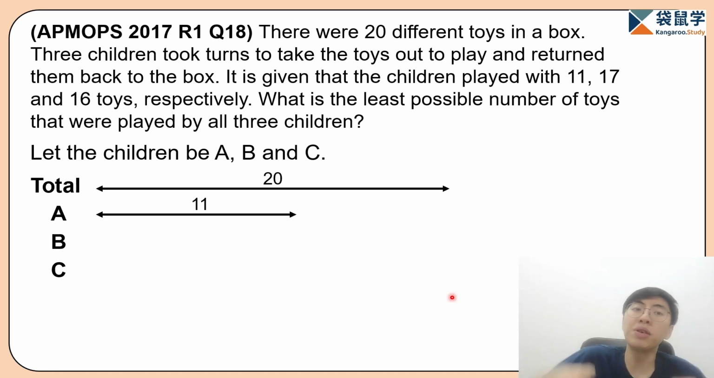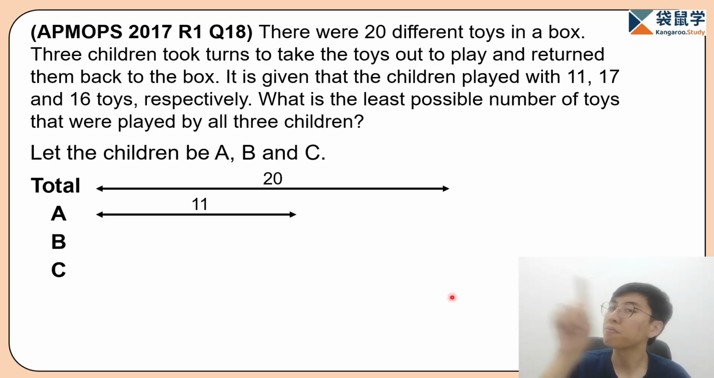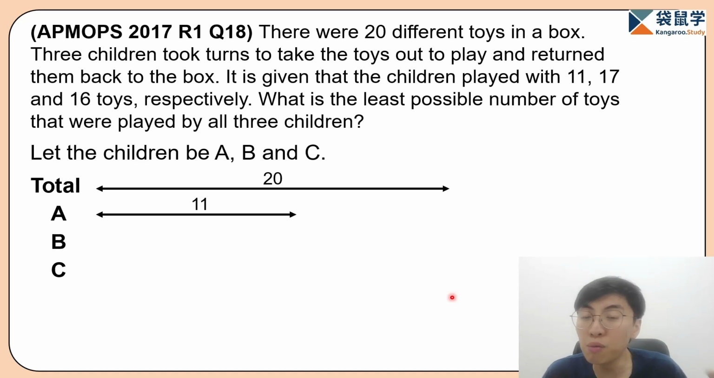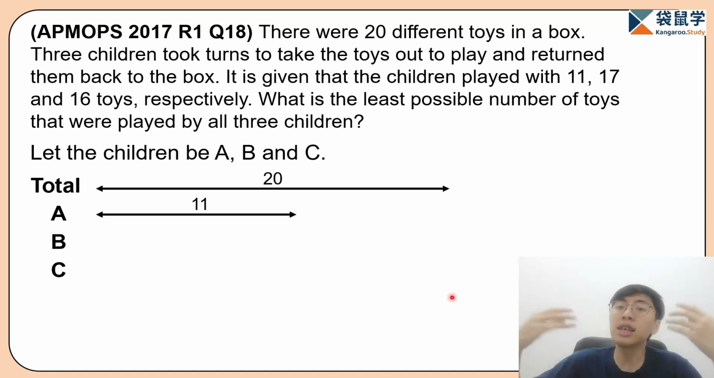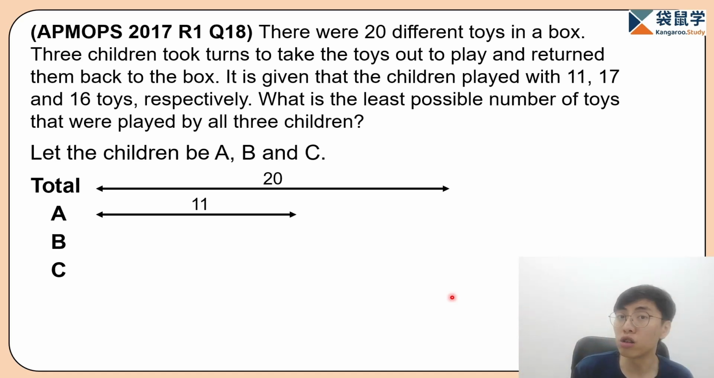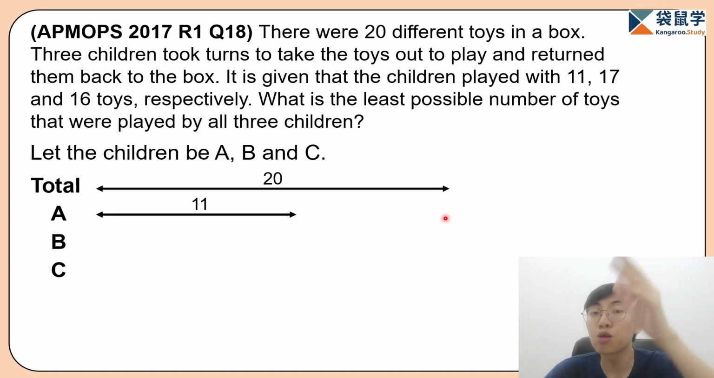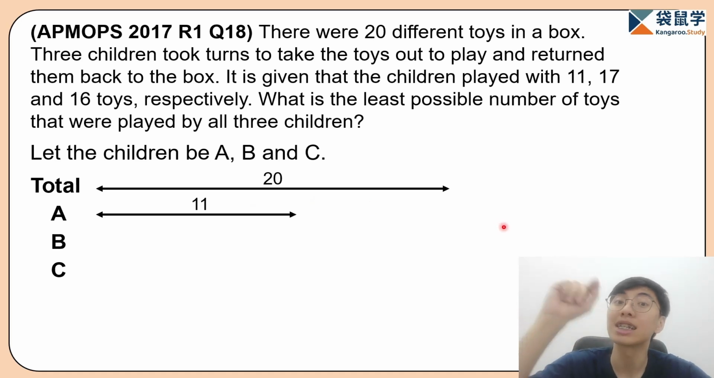Now, when we move on to B, B plays with 17 toys. And let's think, for 17 toys, do we want it to be the same toys played by A? No, no, no. We do not want them to be the same toys. We want to try to spread it out as much as possible, such that all of the toys are played by the least number of children, such that it does not reach all 3 children. So it will be this part on here. And how many of those toys are there? There should be 20 minus 11, which gives us 9 toys.